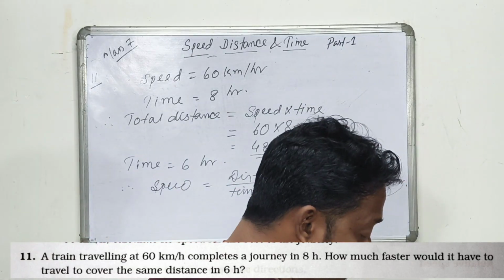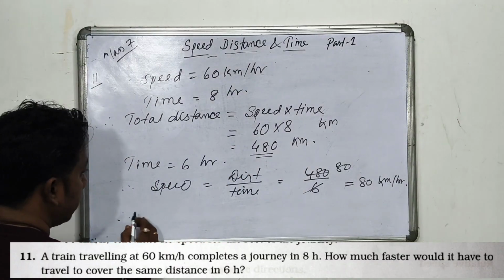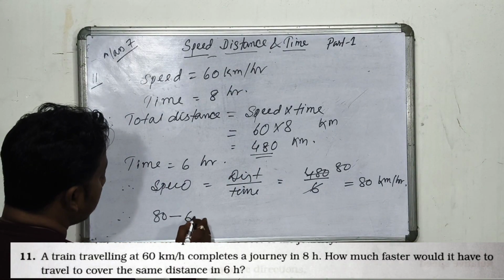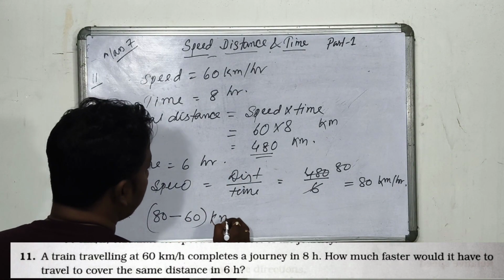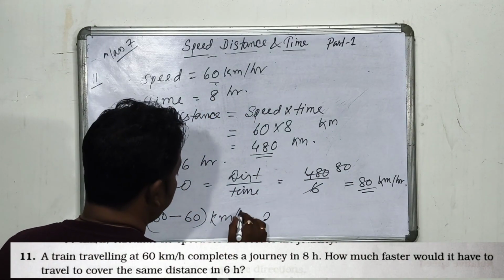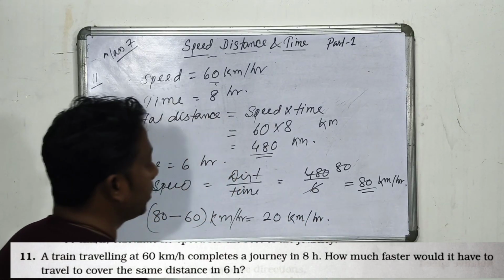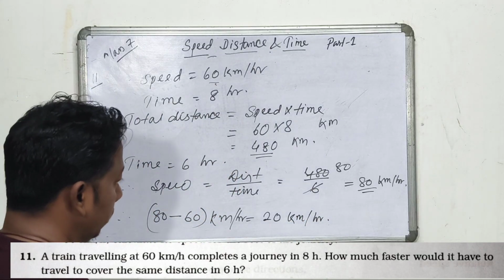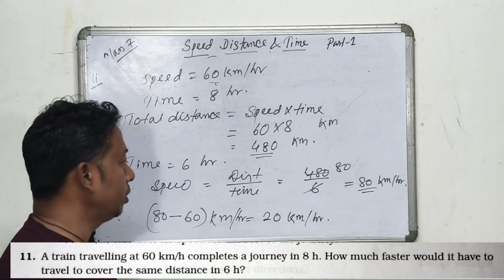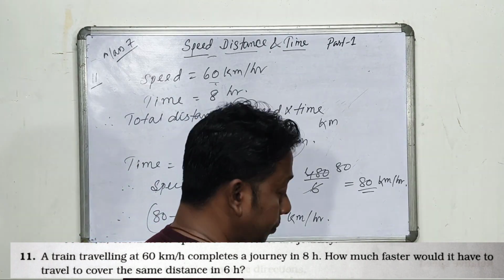Now the question is asking how much faster would it have to travel? How much faster? That is 80 minus 60 kilometers, that is 20 kilometers per hour. Speed it up, then it can reach the destination within 6 hours. Clear?